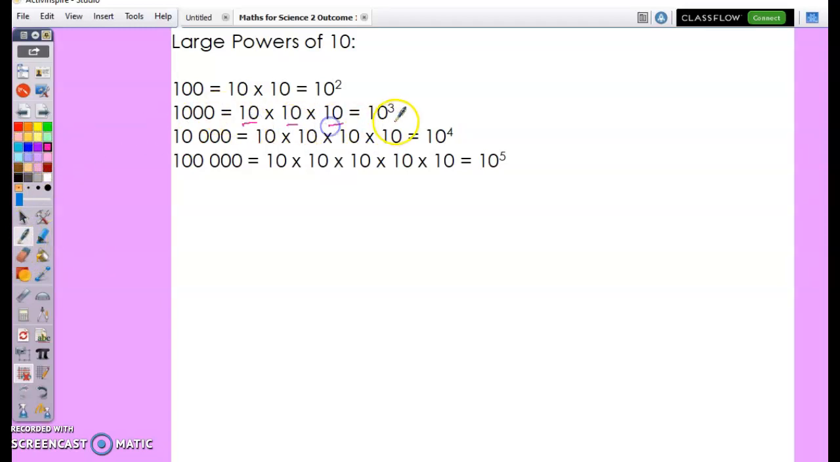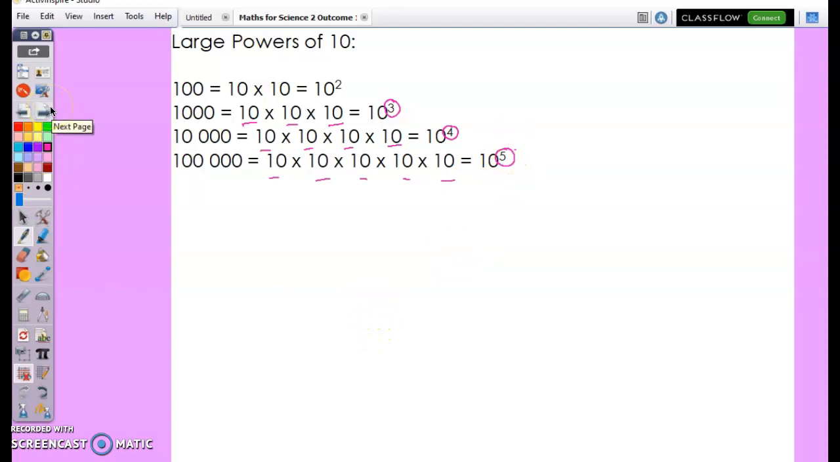1, 2, 3 tens, we get 10 to the power of 3. 10,000, 4 tens, so 10 to the power of 4. 100,000, 5 tens, so 10 to the power of 5. And obviously that's just going to continue. Every time I add an extra 10 on, I add an extra number on here as well.